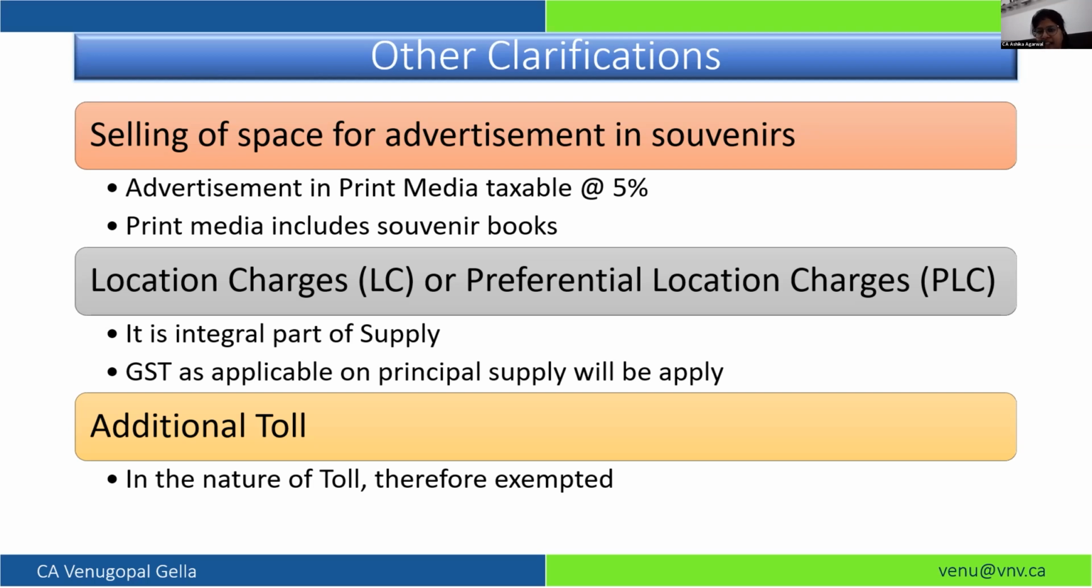In a similar way, in construction of apartments also, we pay PLC charges. In that case, you will be eligible for 1/3 abatement because it will form part of your cost of construction. On these charges also, 1/3 abatement will be applicable, even with the reduced GST rate of 5%. 5% with abatement will be eligible. Similarly for additional toll. It is also in the nature of toll. Therefore, as toll charges are exempted, additional toll will also be exempted from GST.